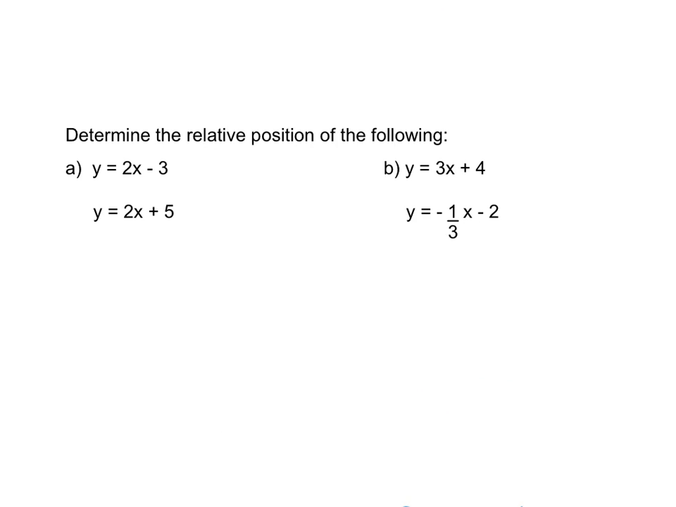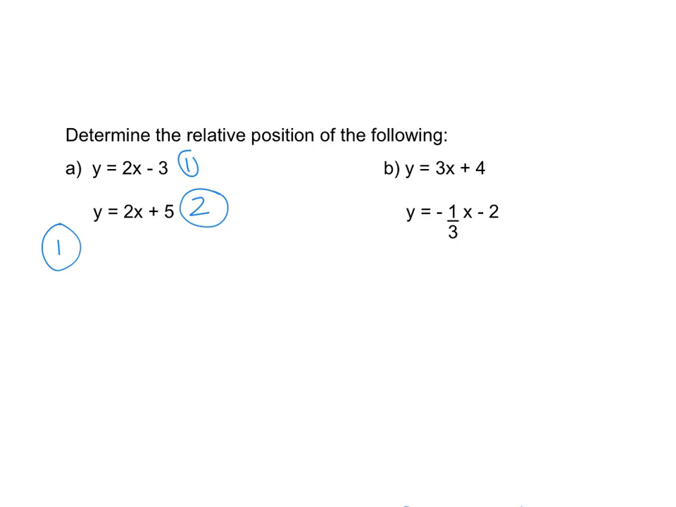Now we'll try an example. You're asked to determine the relative position of the following pairs of lines. Here we have two equations representing two lines. We need to determine which case this is representing. Are they distinct parallel lines, coincident parallel lines, perpendicular lines, or non-perpendicular intersecting lines? So we need to look at their slopes and their y-intercepts. Let's call this line 1 and line 2.